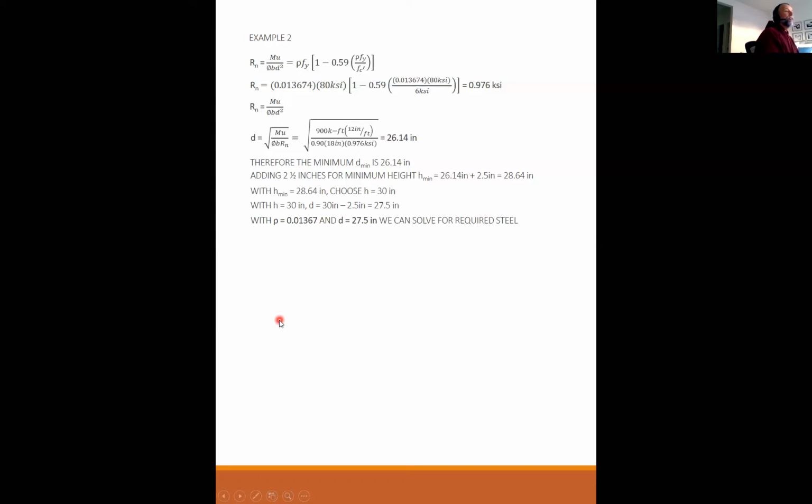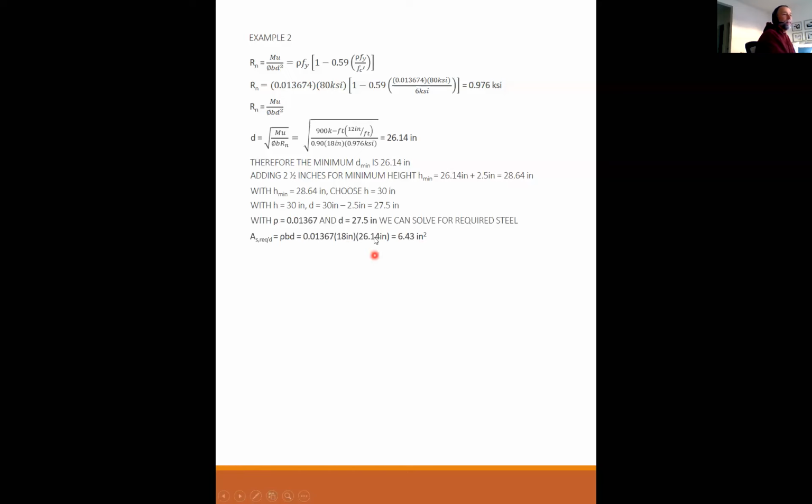All right. So now we have a rho minimum and we have a D that we're looking for. We can solve for the required steel. As required is rho times b times d. I now have a D, b was given, and I solved for rho. So now I just plug them in: 0.01367 times 18 times 26.14. This is the minimum I'm plugging in. And that gives me 6.43 inches squared.